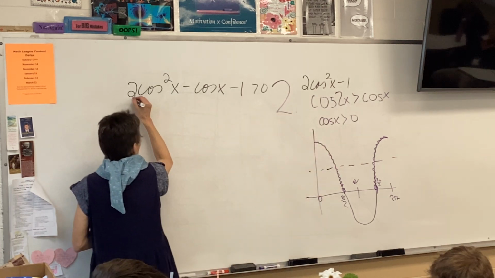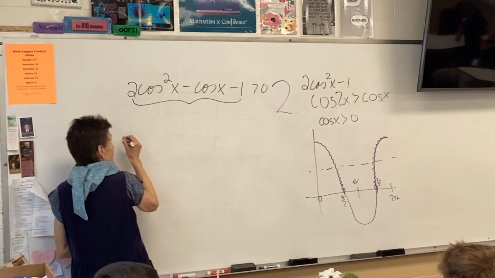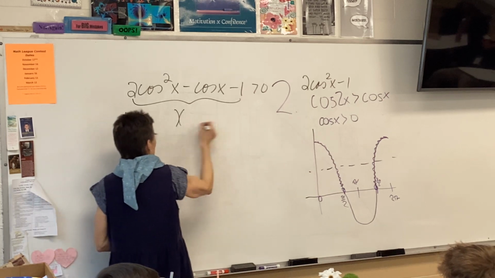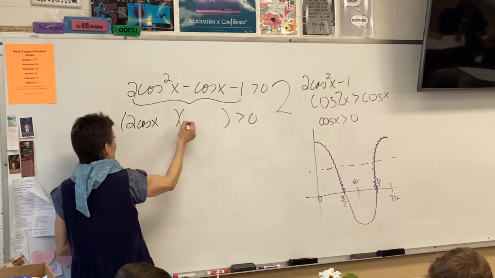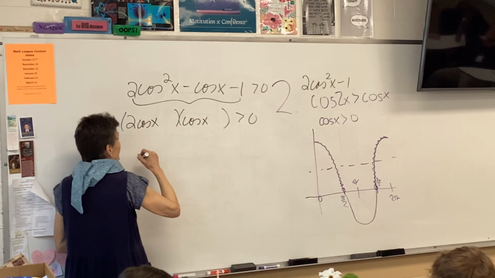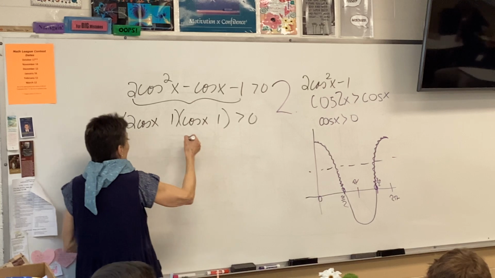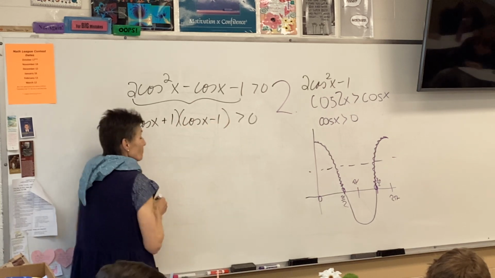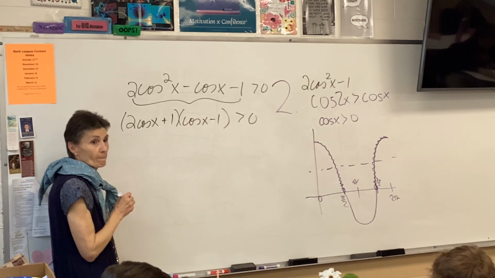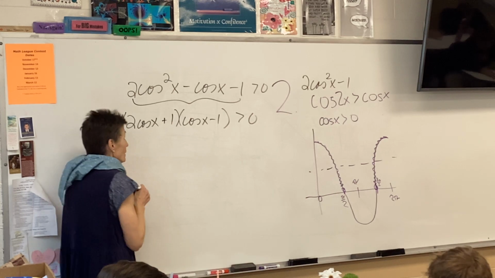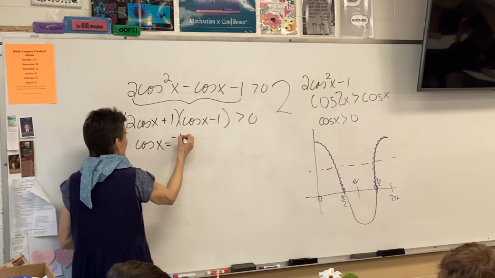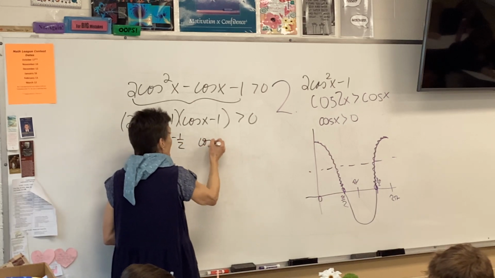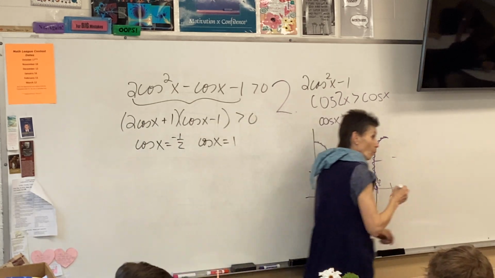Now, what am I going to do with this? Factor it. That factors: 2 cosine, cosine, minus here or plus here. So my key values are cosine is negative 1/2 and cosine is 1.